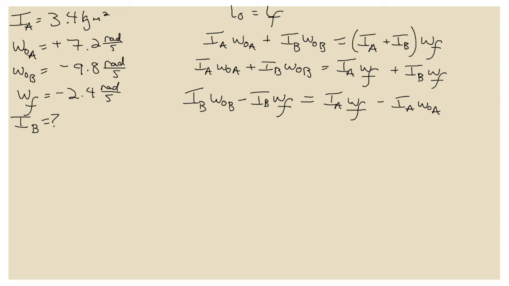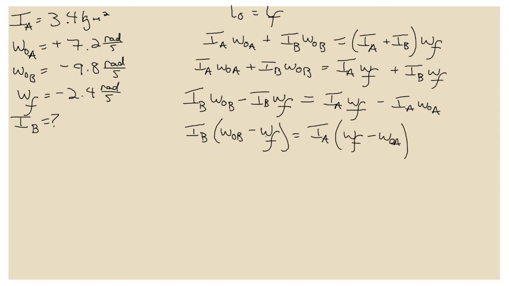I honestly don't think this problem is that hard. I think the most annoying thing about it is just all these symbols. But of course, you're just going to have to get used to that as we solve these. Now I've got an IB in both terms over here and an IA in both terms on the right-hand side, so I can factor. I got IB times omega naught B minus omega final. And then I have IA times omega final minus omega naught A.